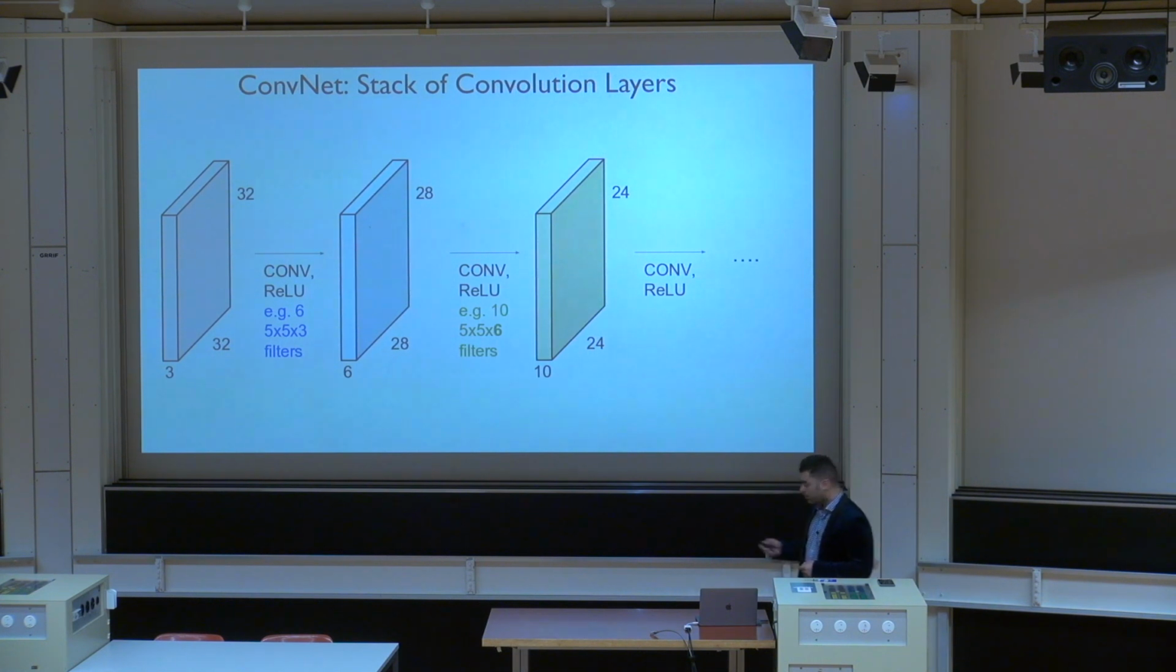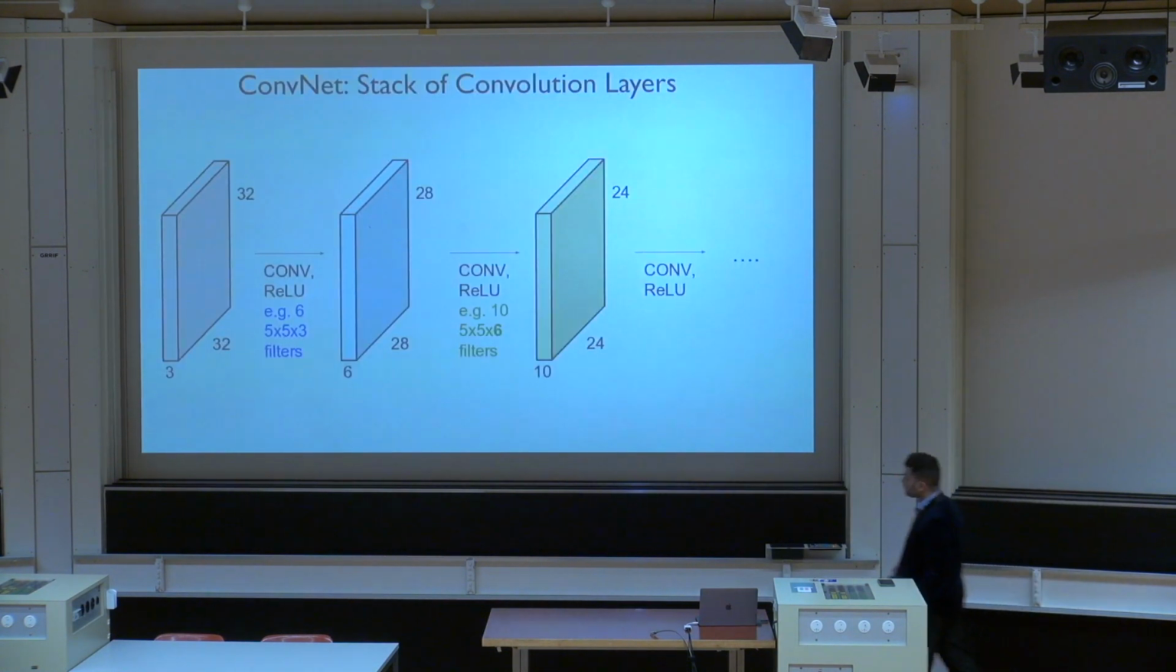Why 24? Because there are 24 unique positions here if we do a sliding window for 5 by 5 kernels or filters. So you might notice that the kernel size this time is 5 by 5 by 6. Why? Because the depth of your filter should exactly match the depth of your input volume, okay?